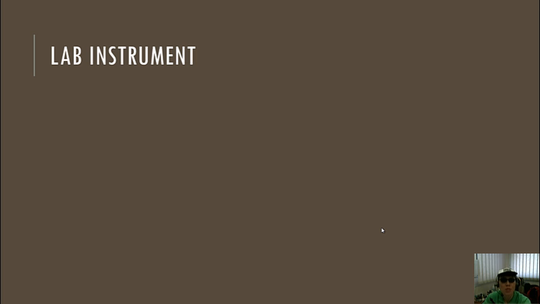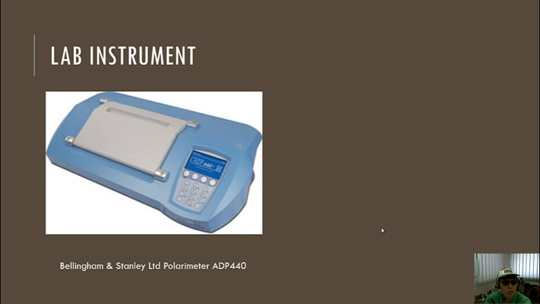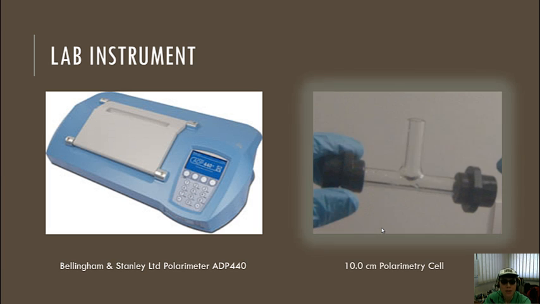Now these are the lab instruments that you see in the instrument lab opposite the synthesis lab. Okay, we'll be using this polarimeter manufactured by Bellingham and Stanley Limited, code number ADP440. And on the right side here, you see this is a 10 cm polarimetry cell. Of course, there are other lengths like 25 cm, so you need to really measure it and check before you do your calculations. And that's all for this lecture.